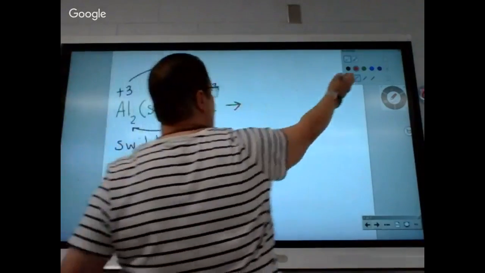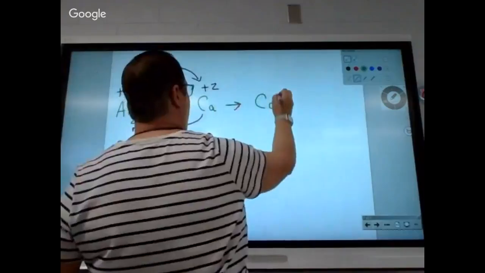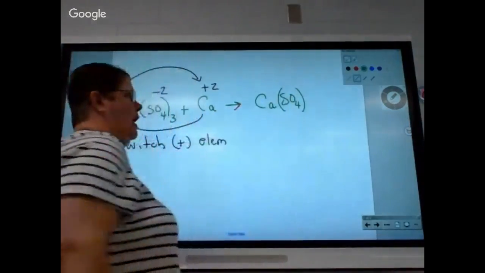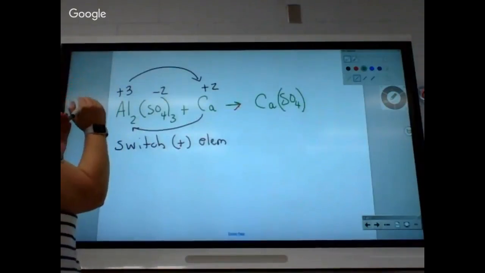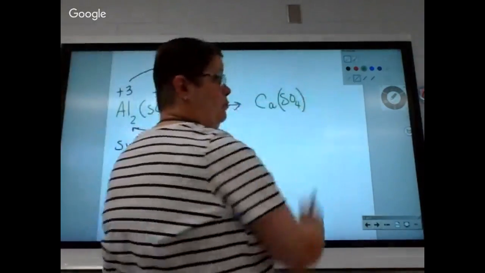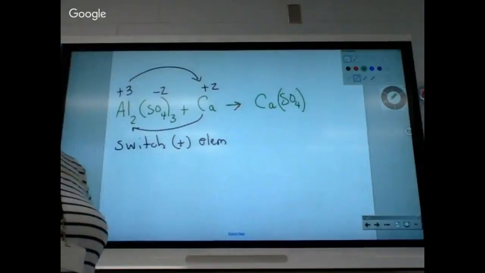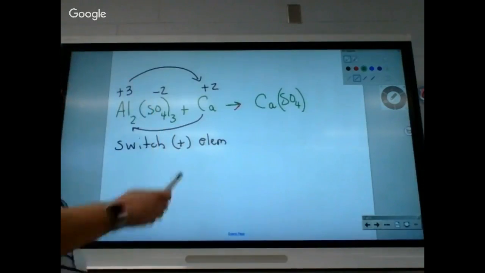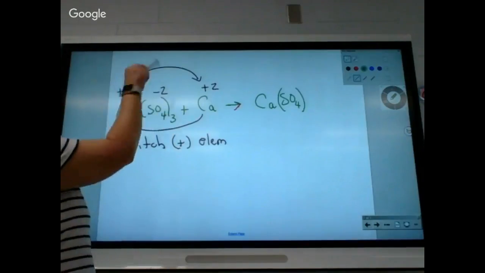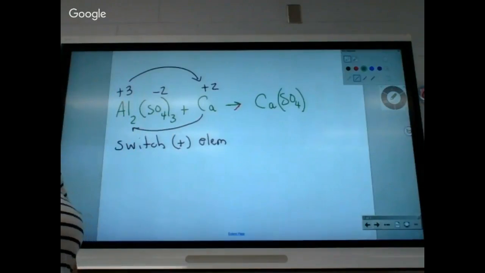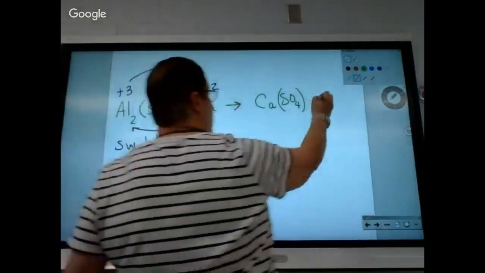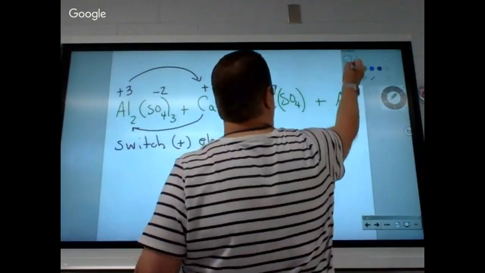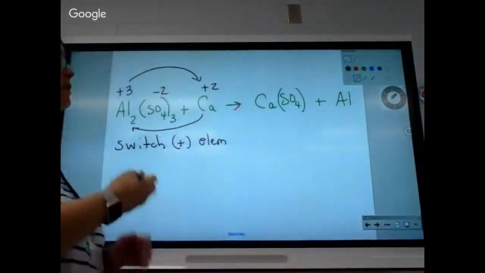Ca is going to be with SO4. And notice, all I did, I kept the parentheses, and I brought the whole thing over. No, because the 3 is outside. You only get to keep what's inside, what's part of that polyatomic ion. This 2 and that 3 came from that crisscross of their separate subscripts. And then plus, my other element was what? Aluminum.